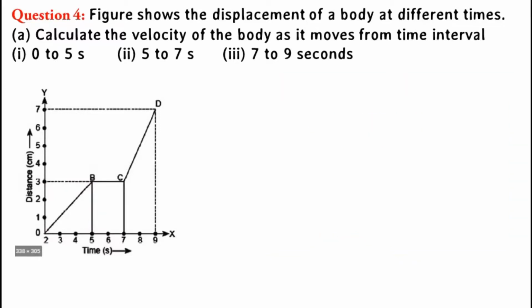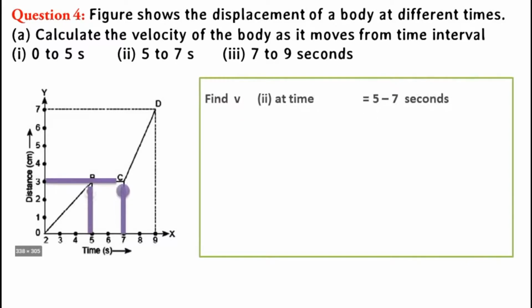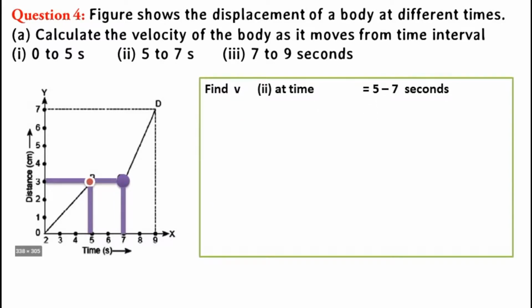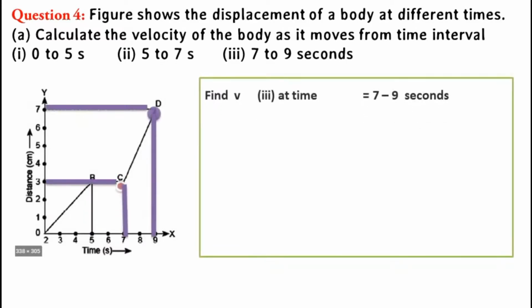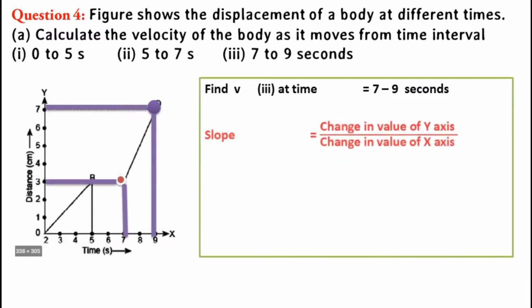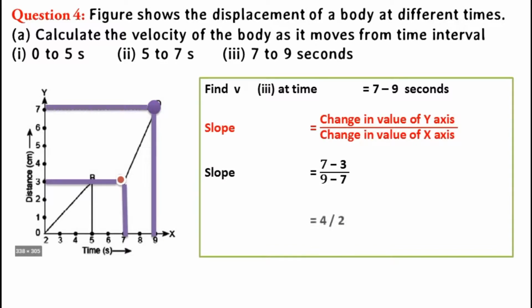Now the second part, 5 to 7 seconds. Please note here, to find slope, the first point is 7 and the second point is 5. So slope is 3 minus 3 divided by 7 minus 5, which is equal to 0 divided by 2, which is equal to 0 meter per second. And the third part, 7 seconds to 9 seconds, slope is equal to 7 minus 3 divided by 9 minus 7, which is equal to 4 divided by 2, which is equal to 2 meter per second. Students, all those who did not understand how to find slope, please watch question number 1 again.